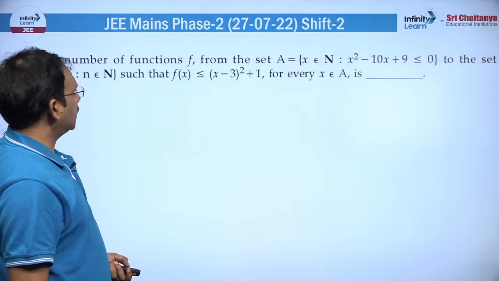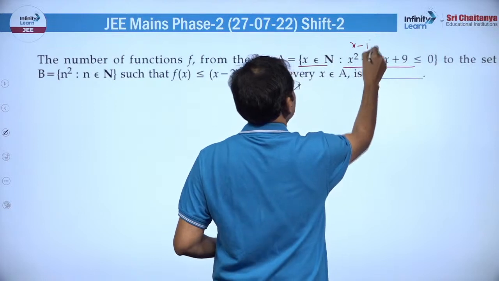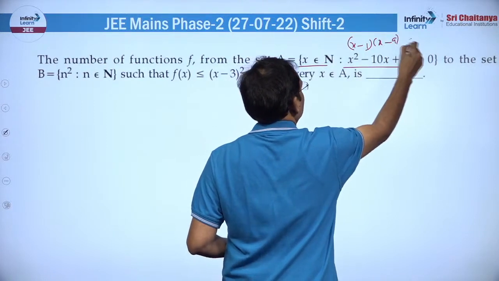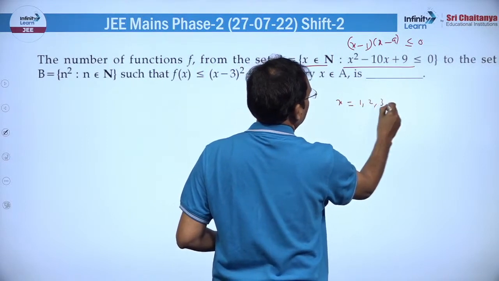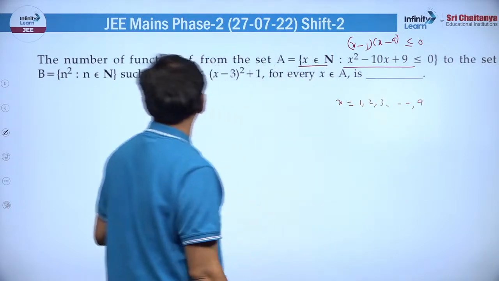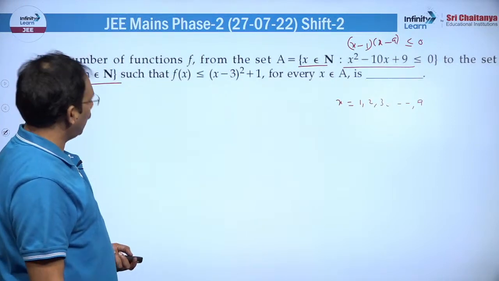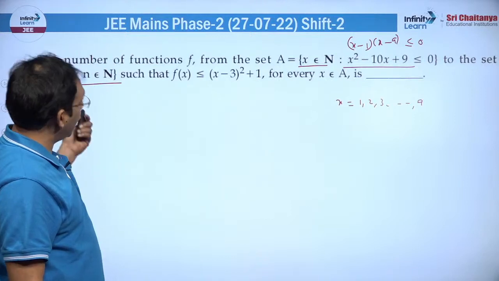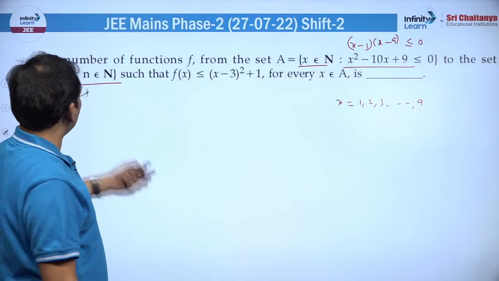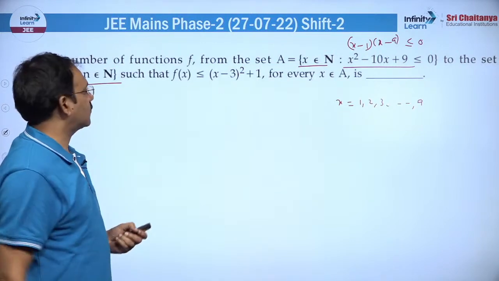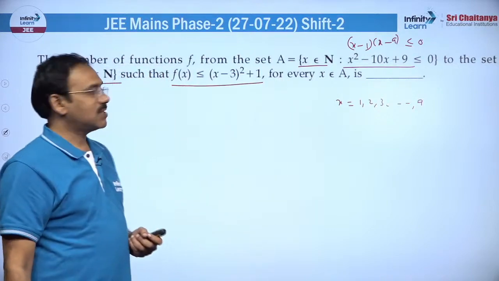The number of functions f from A to A, x is a natural number. You see, this is (x minus 1)(x minus 9) less than or equal to 0. So x can be 1, 2, 3 and so on up to 9, my dear friends. And B contains n square kind of elements. That means the number of functions from the set A to B means output must be a perfect square, and f of x must be less than or equal to (x minus 3) whole square plus 1.